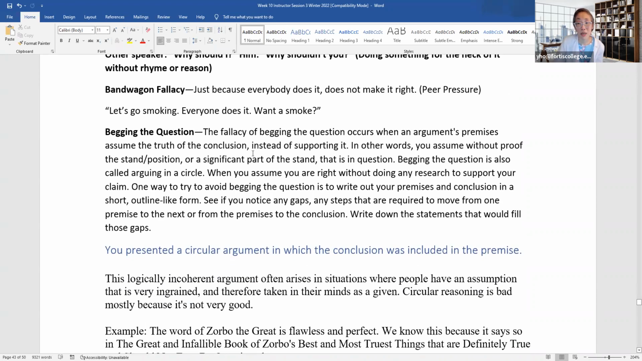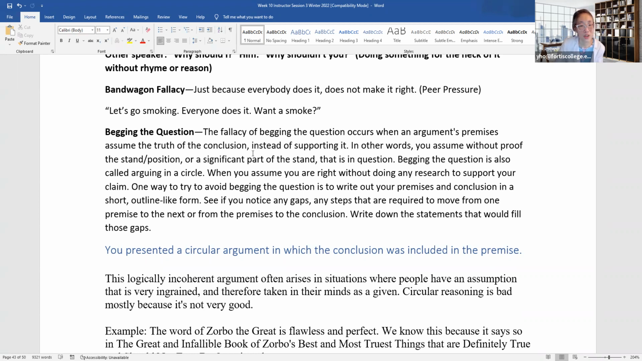Okay, begging, especially middle school, begging the question. The fallacy of begging the question occurs when an argument's premises assume the truth of the conclusion instead of supporting it. In other words, you assume without proof. In other words, you assume that all Chinese people are smart, and then you don't question it. You don't try to research it, okay? So that's begging the question.